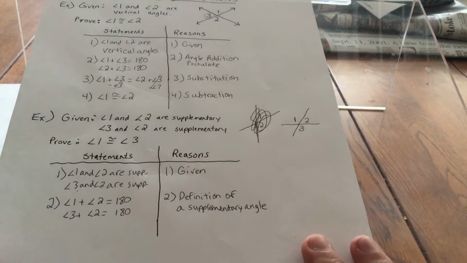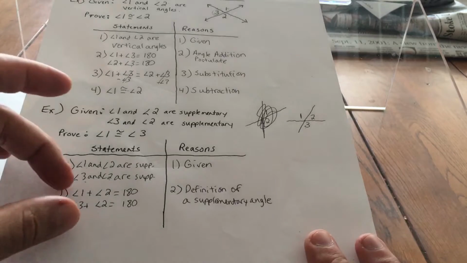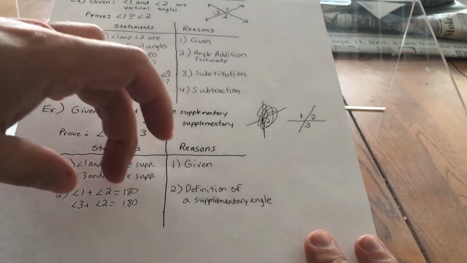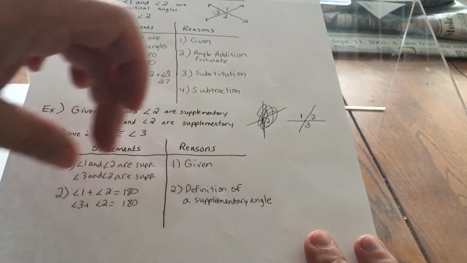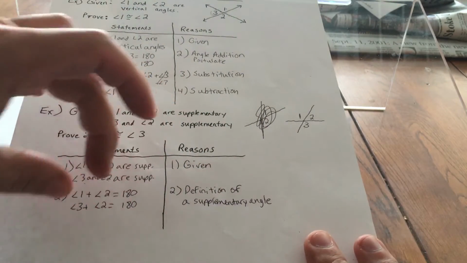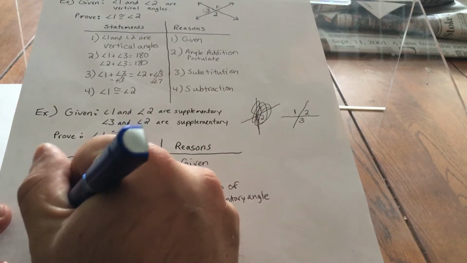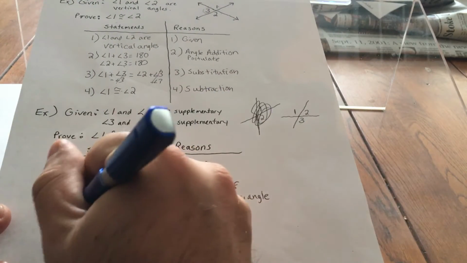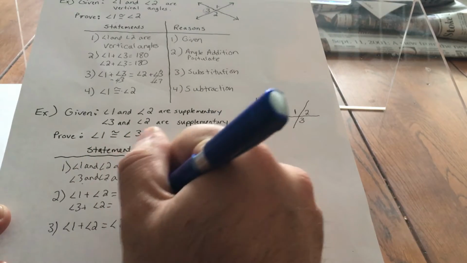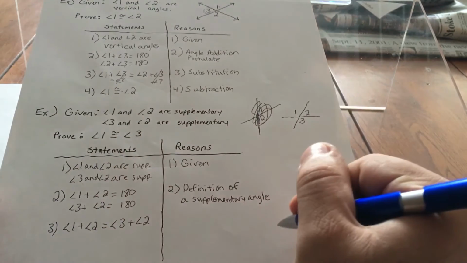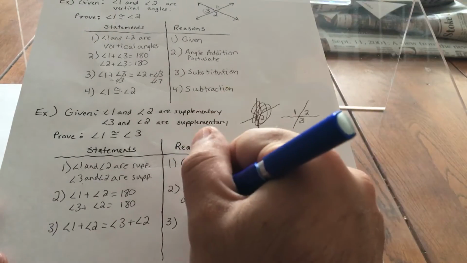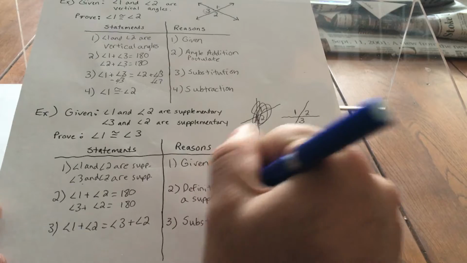All right, so moving forward, we can do something similar to what we did up here in this example. We know that angle 1 plus angle 2 is 180, angle 3 plus angle 2 is 180, so they must be equal to each other. So for the third statement here, we've got angle 1 plus angle 2 is going to be equal to angle 3 plus angle 2. All right, so in this case, remember up here we said that was substitution. This is also a substitution.